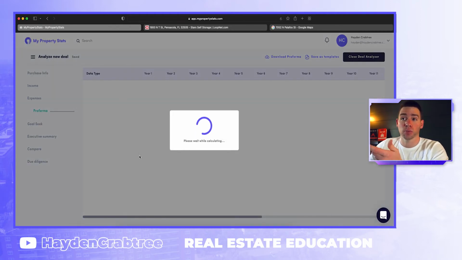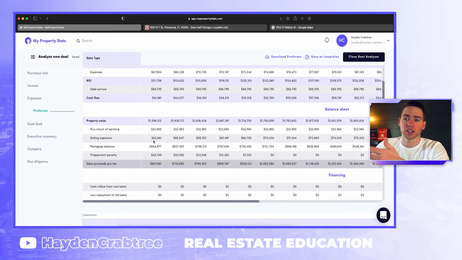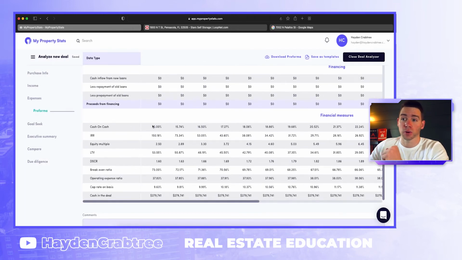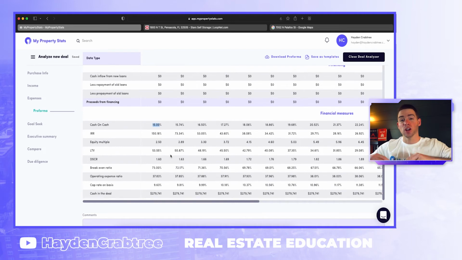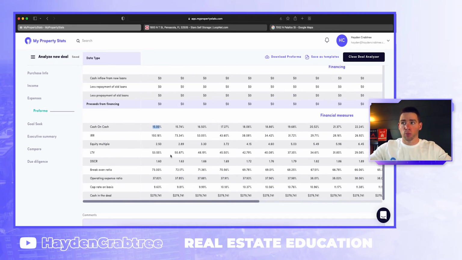And now if I come back to Proforma, what we're going to see is it's not going to be exactly perfect, but it's going to be pretty close. Well, it is perfect in this case. For 15% cash on cash, I need to pay that exact $1.1 million for this deal. So if it wasn't a value add deal, I'd offer 1.1. Now the question becomes, well, it is a value add deal. So what can I actually offer?